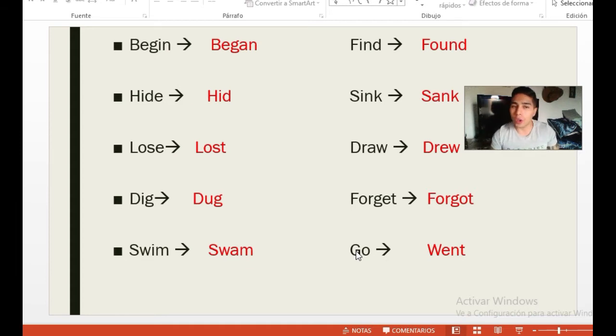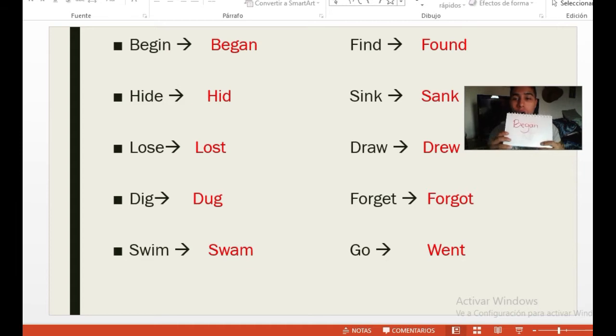So what are you going to do? On one side of your paper, you are going to write the verb in present. Ta-da! And on the other side, you are going to turn your paper around, and on the other side, you are going to write the irregular form. Ta-da! So in this way, we are going to have both forms, in present, begin, and in past, began.